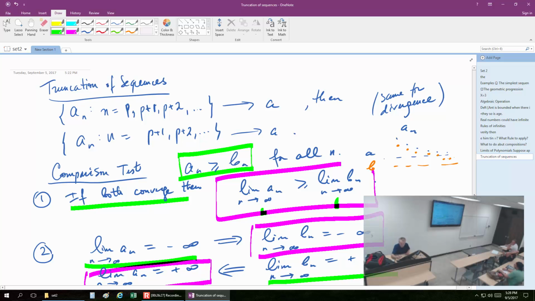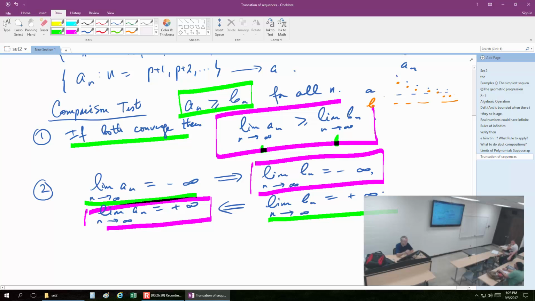Under what circumstances can we make a conclusion? And the answer is when we squeeze a sequence between two convergent sequences. So roughly it is like if this is one sequence and this is the other.